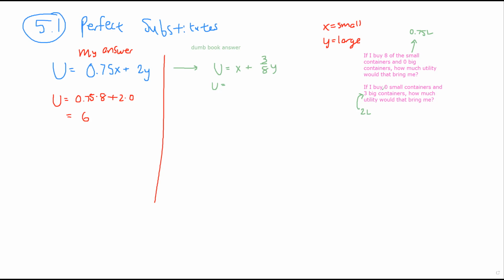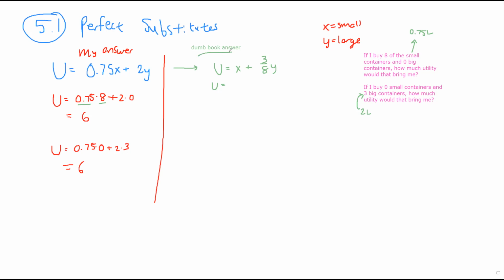Okay, let's do the other point. What if I do 0 small containers and 3 big containers? So I'm going to do U equals 0.75 times 0 plus 2 times 3. That would also be 6. And this makes sense, because if I buy 8 small containers that give me 0.75 liters of water, I have 6 liters of water. Same thing over here. If I buy 0 small containers, but I buy 3 large containers, each containing 2 liters of water, I again get 6 units of utility, or 6 liters of water.